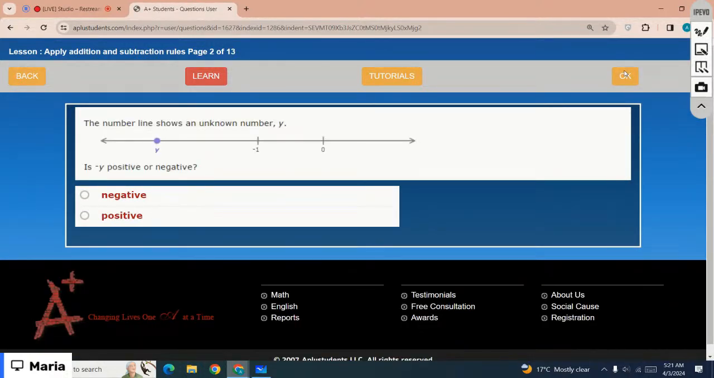The number line shows an unknown number y. Is negative y positive or negative? Which is the correct option? Y is on the left hand side of the 0. So y must be negative. The correct option is negative.